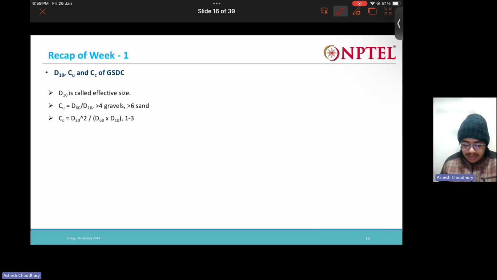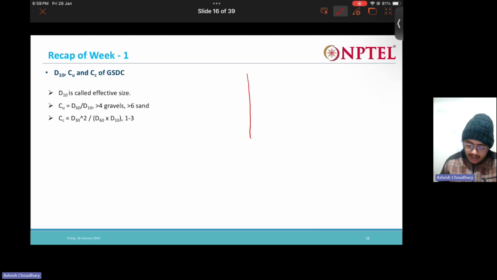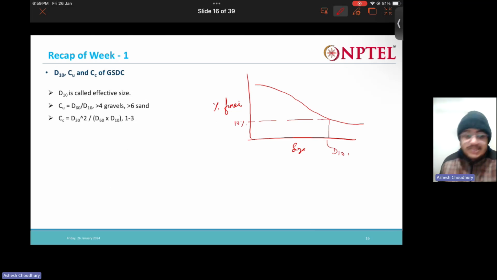So there is a size called the D10 size. What is D10? We have percent finer and size. It will be something like this. The size corresponding to 10% finer is nothing but the D10 size. Similarly, the size corresponding to 60% finer is D60, and 30% finer is D30. So D10 is called the effective size.